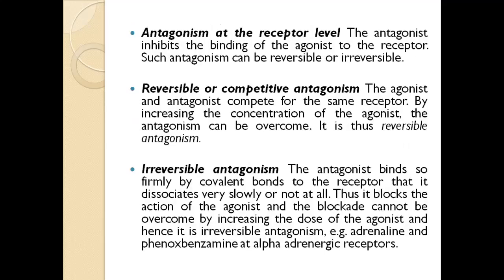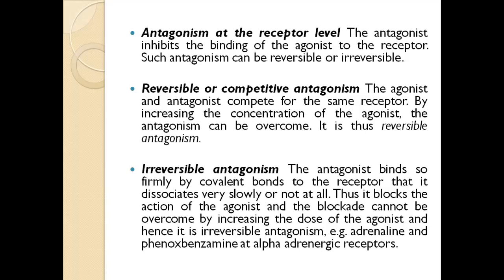Next, antagonism at the receptor level. The antagonist inhibits the binding of the agonist to the receptor. Such antagonism can be reversible or irreversible. We have seen this clearly in the images. So in reversible or competitive antagonism, what happens? The agonist and antagonist compete for the same receptor site. By increasing the concentration of the agonist, the antagonism can be overcome. Thus, it is called reversible antagonism.